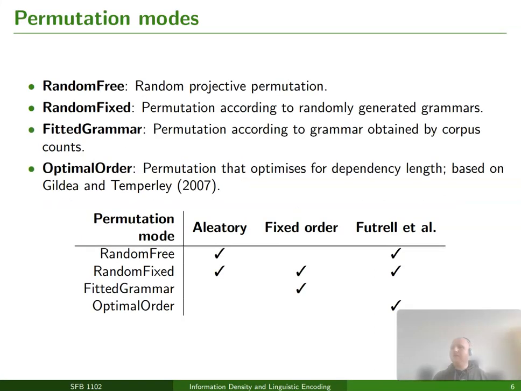These are the permutation methods we use to produce these permuted baselines. Random free and random fixed produce random permutations of sentences with either free word order or a fixed word order, according to a randomly generated grammar. Optimal order is based on Gildea and Temperley's algorithm for finding the free word order permutation of a sentence that minimizes dependency length. Fitted grammar, which is introduced in this study, permutes sentences with a fixed word order based on majority counts in the corpus. And this gives us an idea of how much dependency length minimization is achieved by canonical word order.